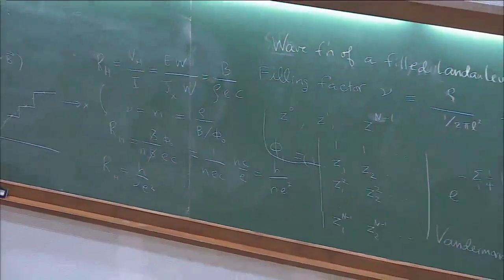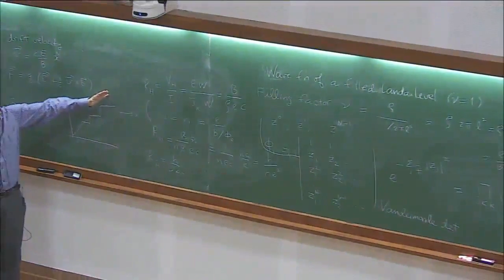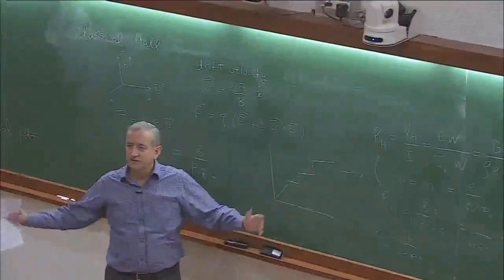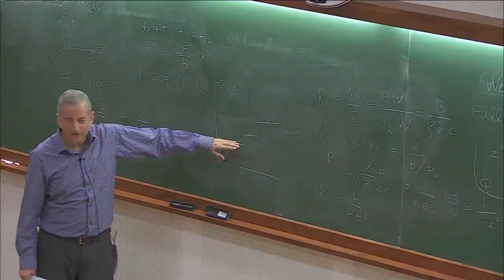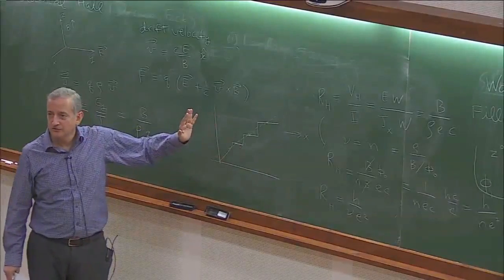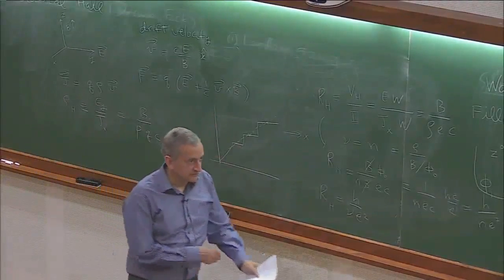But the classical result still is a straight line. It depends continuously on the magnetic field. So this does not give us the presence of the plateaus. Okay? So that's what we need to explain.